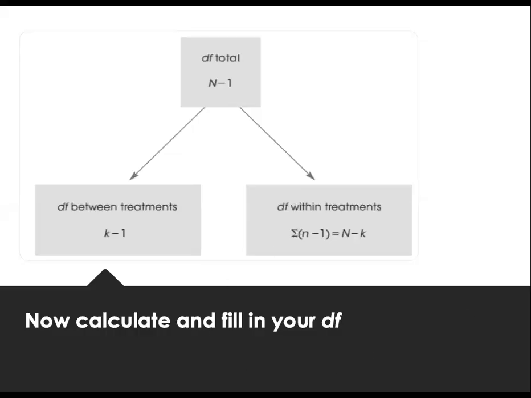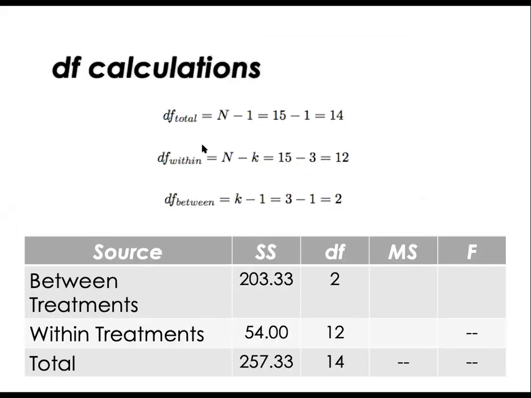Now calculate and fill in the degrees of freedom. And this is just a reminder, I'll put this up here again, degrees of freedom total, degrees of freedom between, and within. So here I just put them all on one slide because these are pretty simple, straightforward. They don't involve a lot of calculations. Degrees of freedom total is big N minus 1. Big N is 15. That's, again, from that initial table. Minus 1 equals 14. So that goes in the box down here. Degrees of freedom total, 14.